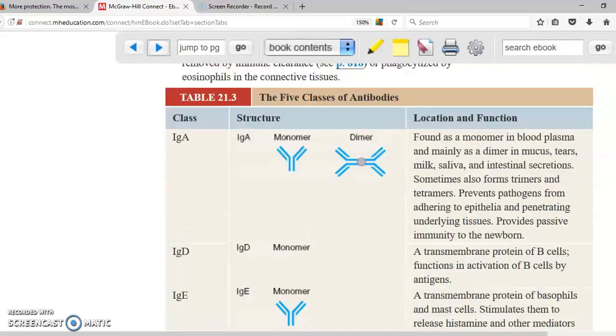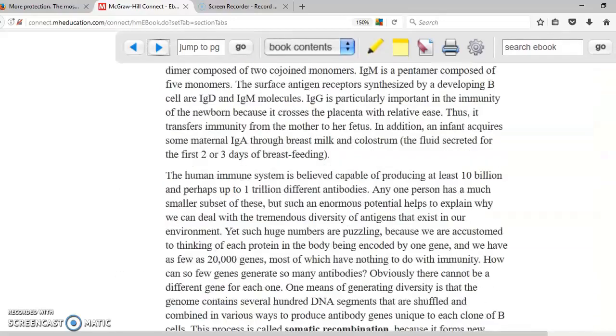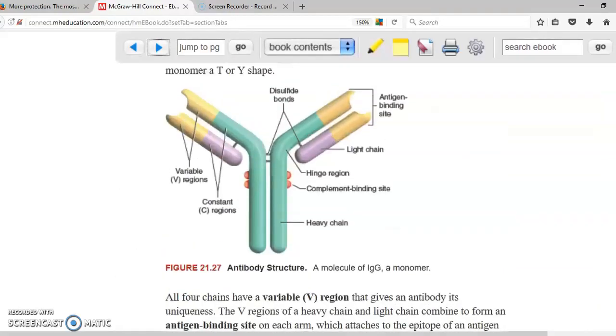So let's take a look at the antibodies. Right here you have the characteristics of the antibodies. It has a heavy chain because it's long and a light chain because it's short. This area right here is the antigen binding site. This is the area that is going to change, therefore it's called the variable region. This area and this area don't change, therefore they are called constant regions. They are attached to each other right here using disulfide bonds.